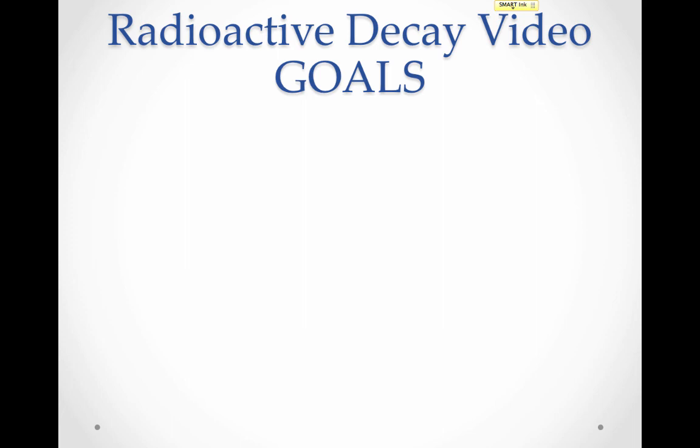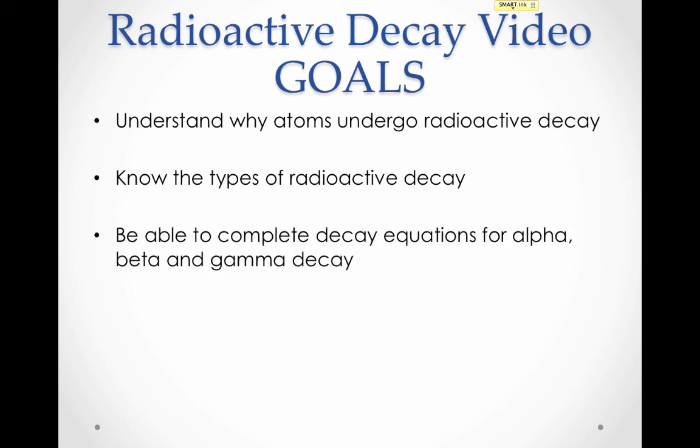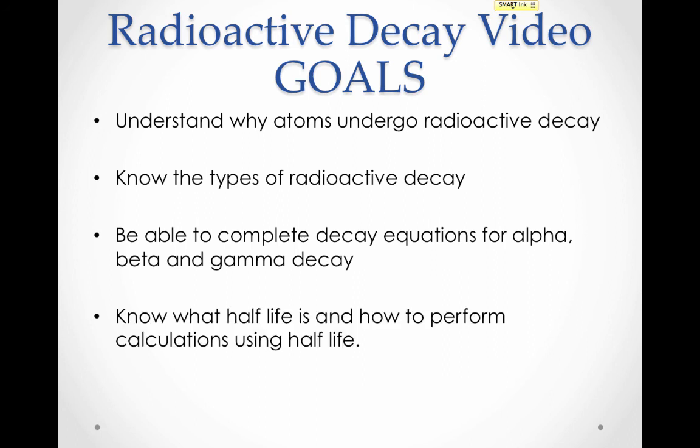That brings us to the end of this video. Let's review our goals. First, we looked at why atoms undergo radioactive decay. Recall that's to gain a more stable nucleus or a better ratio between protons and neutrons. Then we looked at the types of radioactive decay, alpha, beta, and gamma decay. Then we learned how to complete decay equations for alpha, beta, and gamma decay. And finally, we looked at half-life and how to perform calculations using half-life.